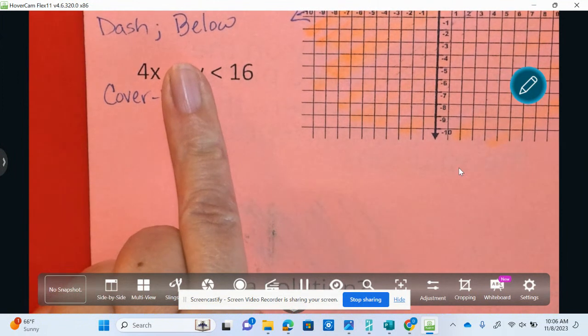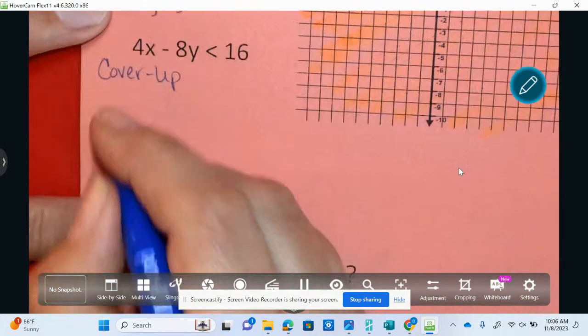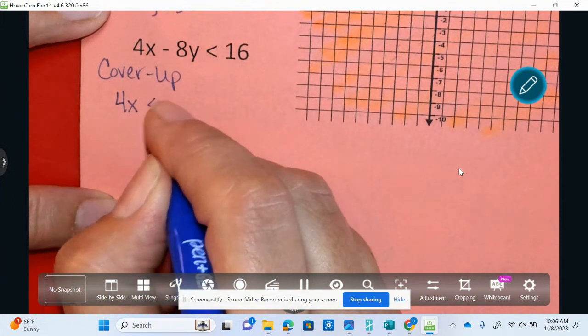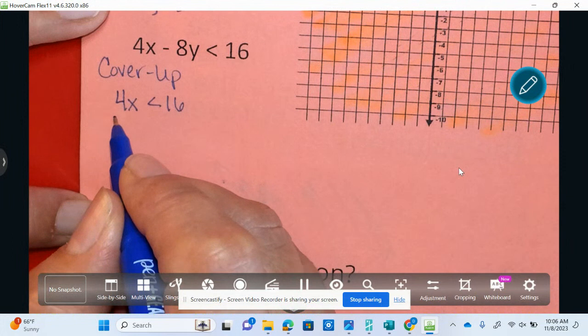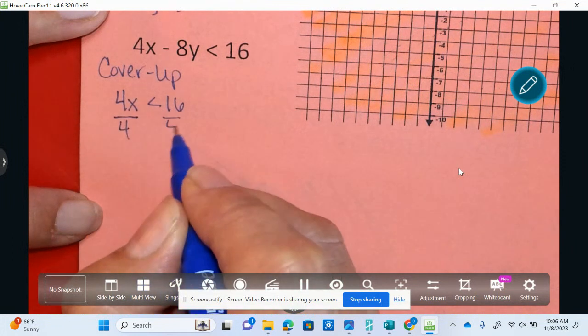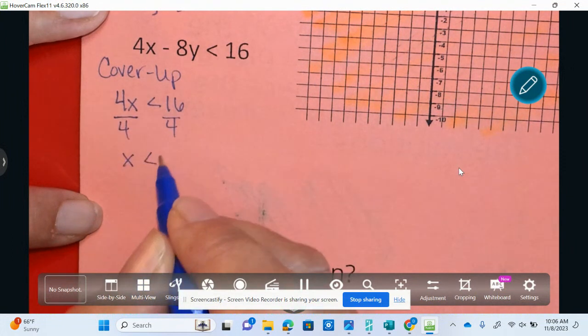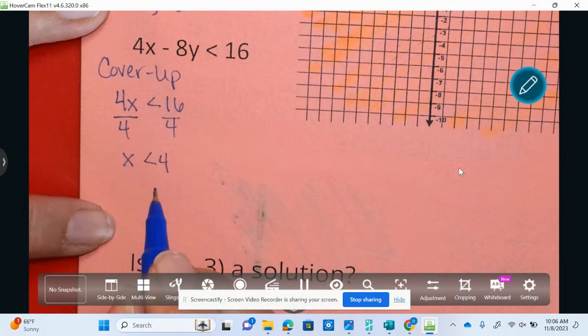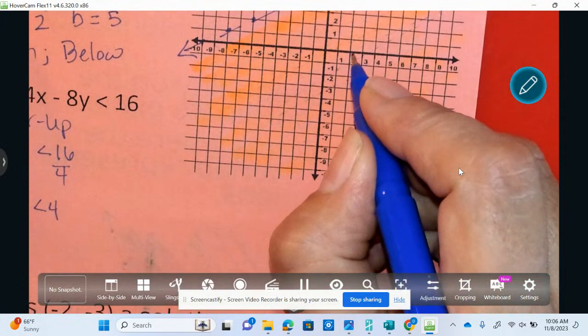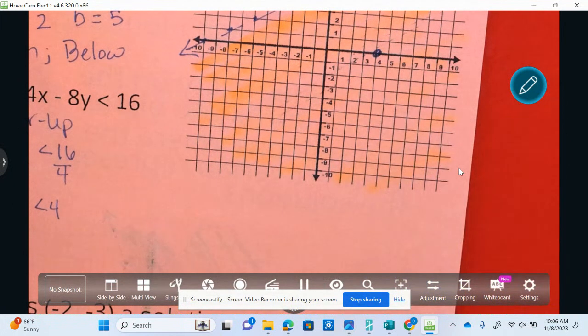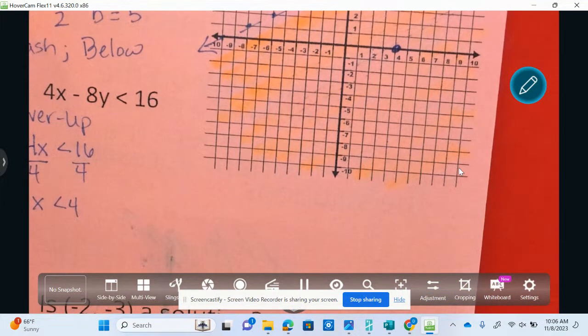What inequality do I have? What does that statement up there say? 4x is less than 16. Let's solve that. I want to get x all by itself, so I need to divide both sides by 4. So x is less than 4. I'm going to go to the x-axis and plot the point 4. 1, 2, 3, 4.